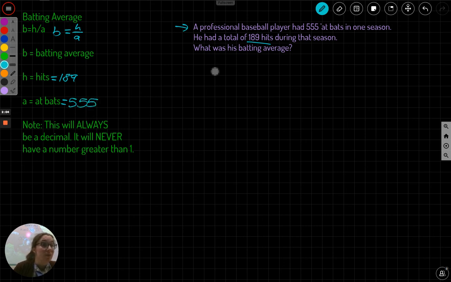So B equals H over A is our formula. Write the formula, B equals H over A. Let's fill in what we know. B equals H. H we just decided was 189. And A is at-bats, 555. So now we have a lovely division problem, or a fraction. It's a division problem, though, because we have a fraction, top divided by bottom is what we want to do.